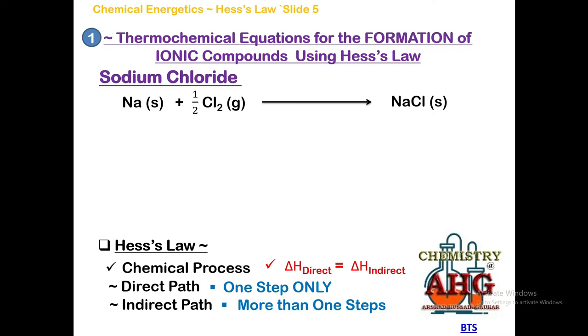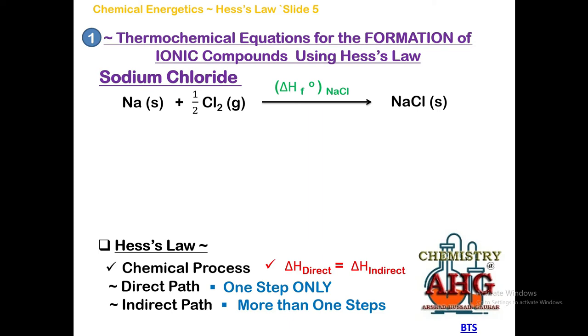Now how can you change it into a thermochemical equation? That is very simple. To make it a thermochemical equation, you simply label the enthalpy change of this chemical reaction. What is the enthalpy change of this chemical reaction? It is the standard enthalpy change of formation. Now this balanced equation is known as a thermochemical equation, because we have labeled the enthalpy change involved in this step. Now this is the direct path.